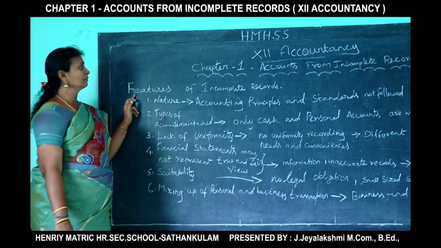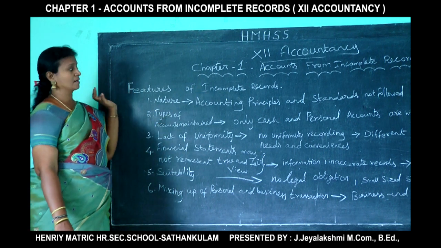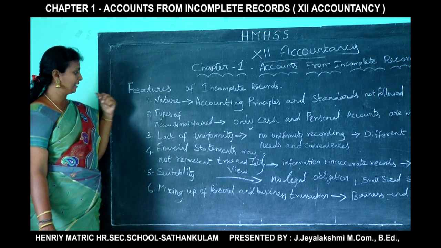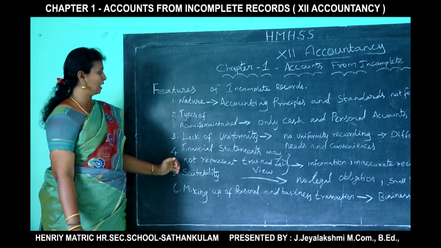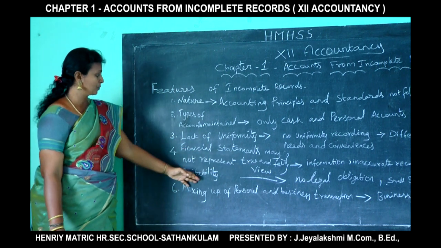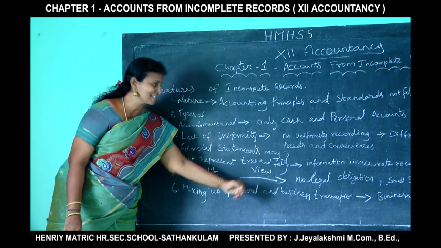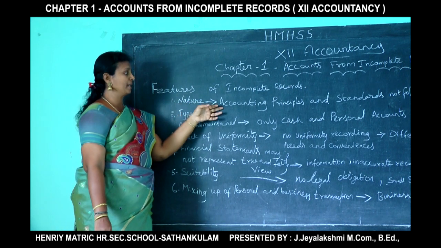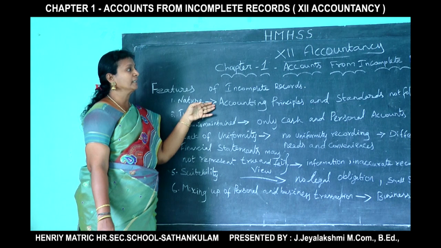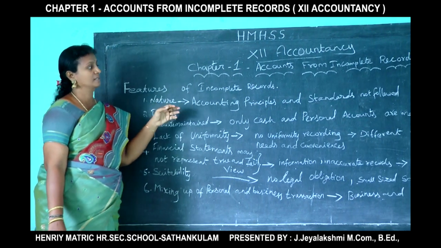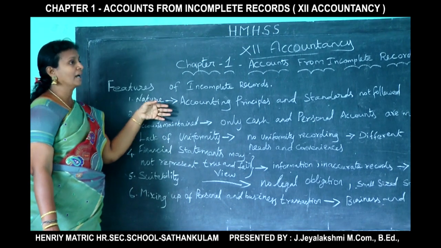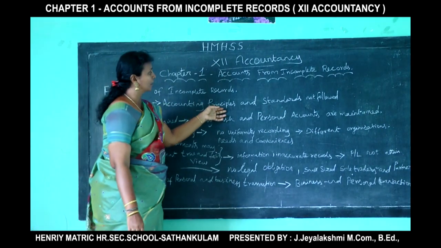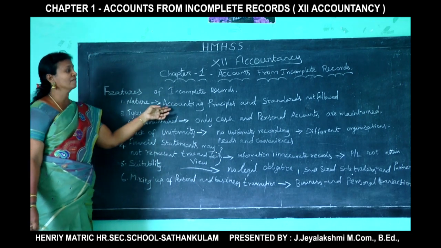Okay, next we are going to see the features of incomplete records. Under this head we have the points: nature, types of accounts maintained, lack of uniformity, financial statements may not represent a true and fair view, suitability, and mixing up of personal and business transactions. Under nature, they don't follow accounting principles and standards, because being owners, they record transactions according to their wishes.